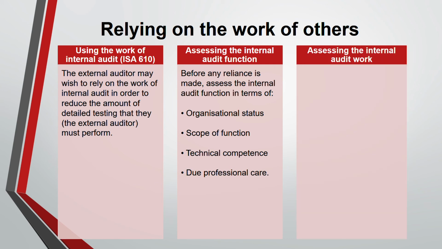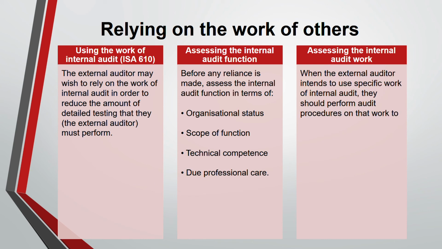Now, let us go to assessing the internal audit work. This is after you have relied on the internal auditor's work. Okay, you have to assess their work. So when the external auditor intends to use the specific work of internal audit, here also they have to perform audit procedures on that work. Two, confirm its adequacy for auditing purposes. You just cannot take it for auditing purposes and start auditing. You have to see whether it is adequate or not for your auditing purpose.